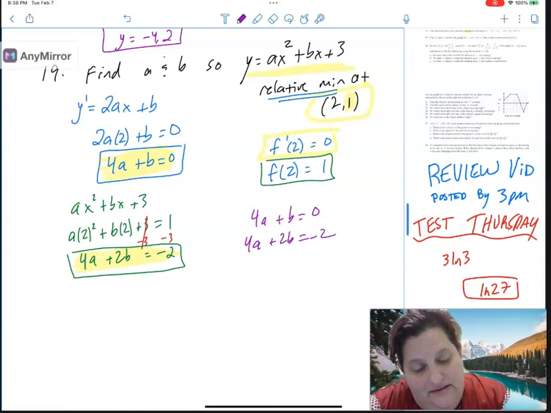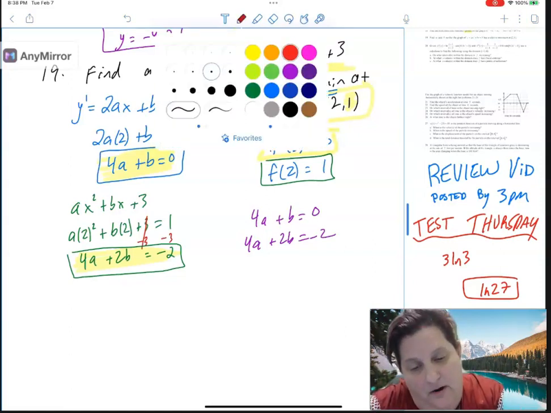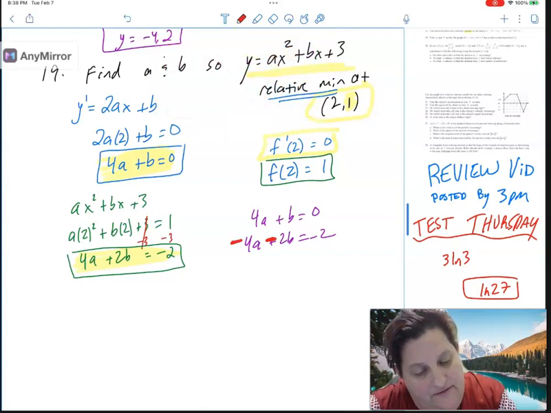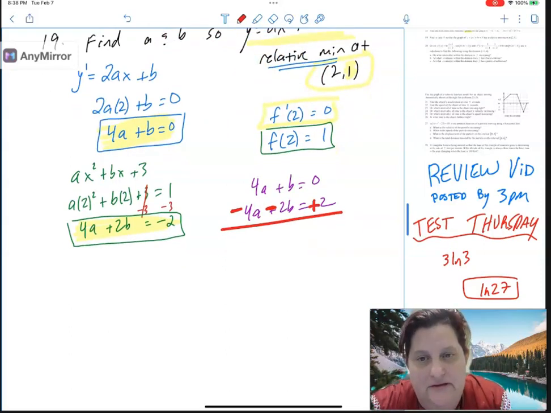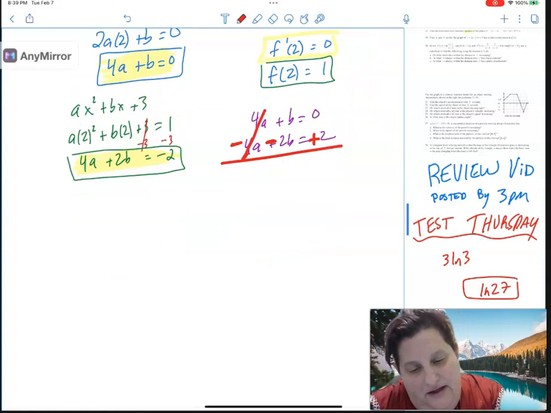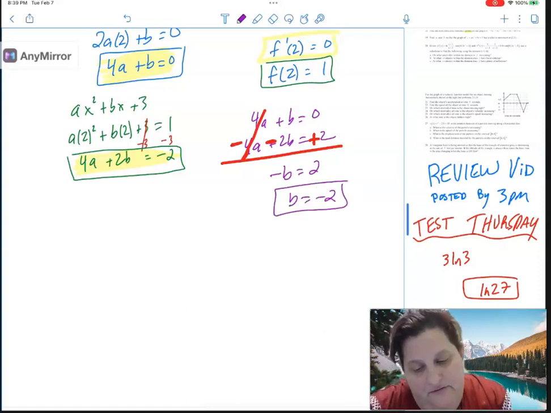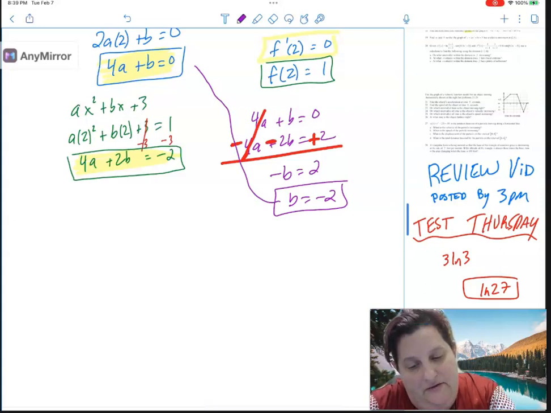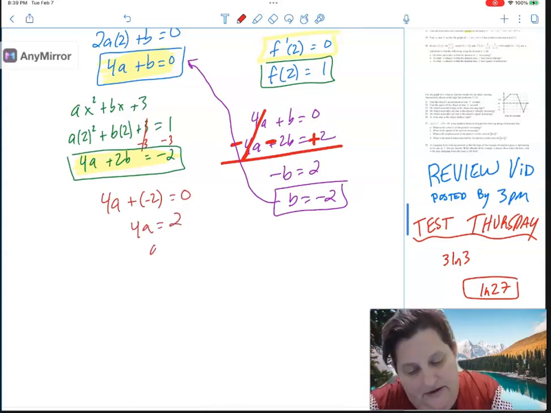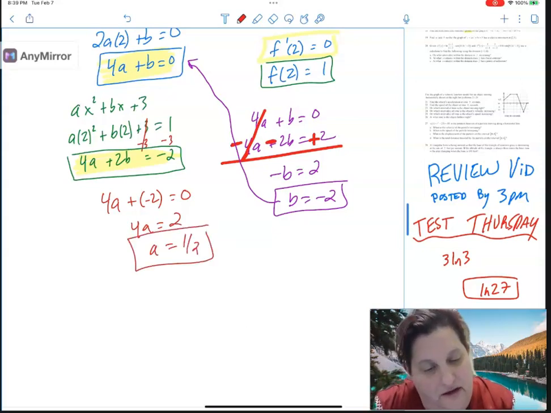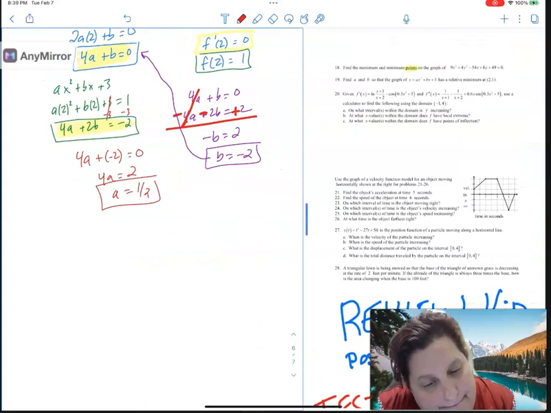In order to get the a's to cancel out, I'm going to go ahead and multiply this bottom part by a negative. So that's negative, negative, positive. And when I put these together, a's cancel out, right? And so I end up getting b minus 2b. Negative b equals 2, so b is negative 2. Then I can go back to either equation. Let's say I go back to that one. 4a plus b is 0, so 4a is 2, so a is 1/2. And so I can just solve this system at the end.